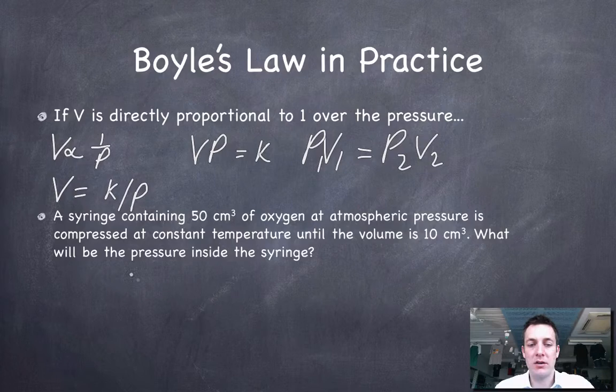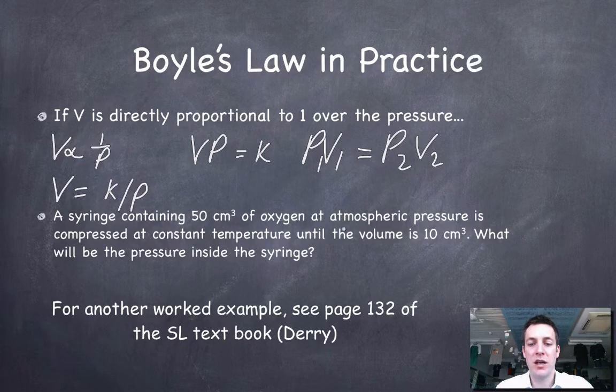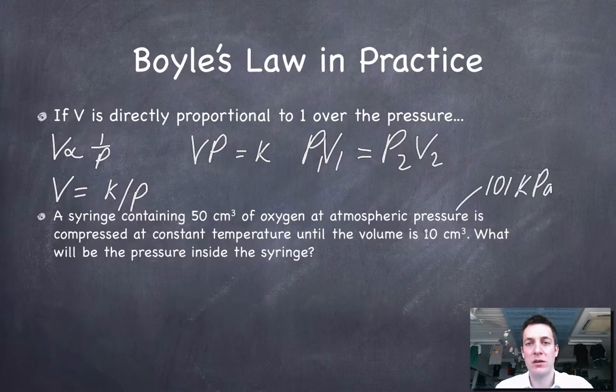Let's have a look at a calculation here. A syringe containing 50 centimeters cubed of oxygen at atmospheric pressure, remember this is 101 kilopascals, or 1.01 times 10 to the 5 pascals, is compressed at constant temperature until the volume is 10 centimeters cubed. What will be the pressure inside the syringe? We're trying to find the new pressure, that's P2.